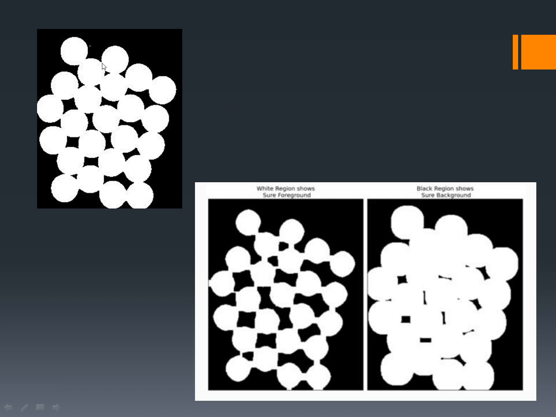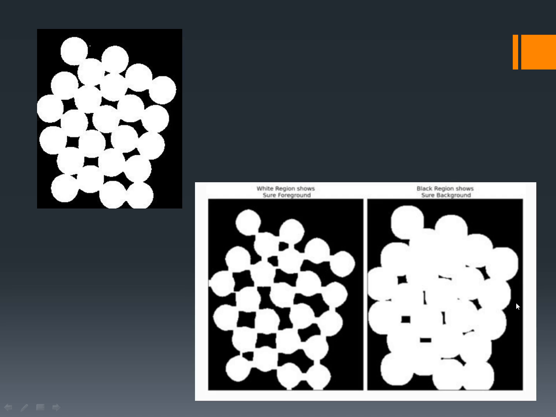This is the original image. There are two processes which can be done: one is dilation and the second is erosion. If dilation is done, this is the output, and if erosion is done, this is the output. If dilation is done, the region with value 0 after dilation is the background. This region is the background.